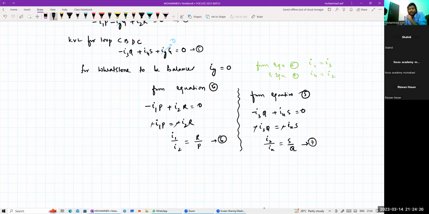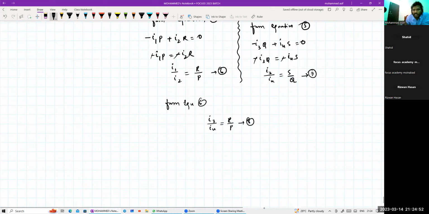Now I1 is equal to I3, and I2 is equal to I4. So from equation 6, I can write I3 divided by I4 will be equal to R by P. This is your equation number 8. Equating 7 and 8, I3 by I4 is equal to S by Q, so I can write here R by P will be equal to S by Q.